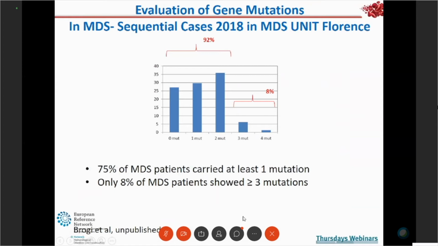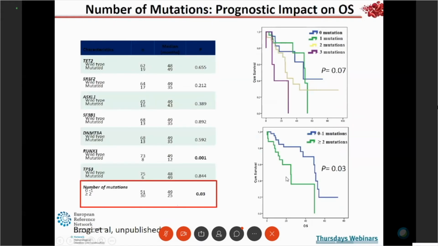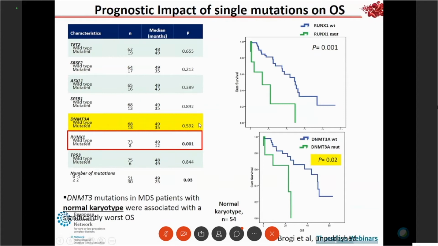This is a small study carried out by Alice Brogi in my lab, and you see that even when you consider a small number of cases, the majority of them do have at least one mutation, and some of them have more than 3 mutations. But the importance for overall survival is kept even when you consider a small number of patients and few mutations. Some of these mutations, again, were confirmed to have a bad prognostic impact, like RUNX1 and DNMT3A.